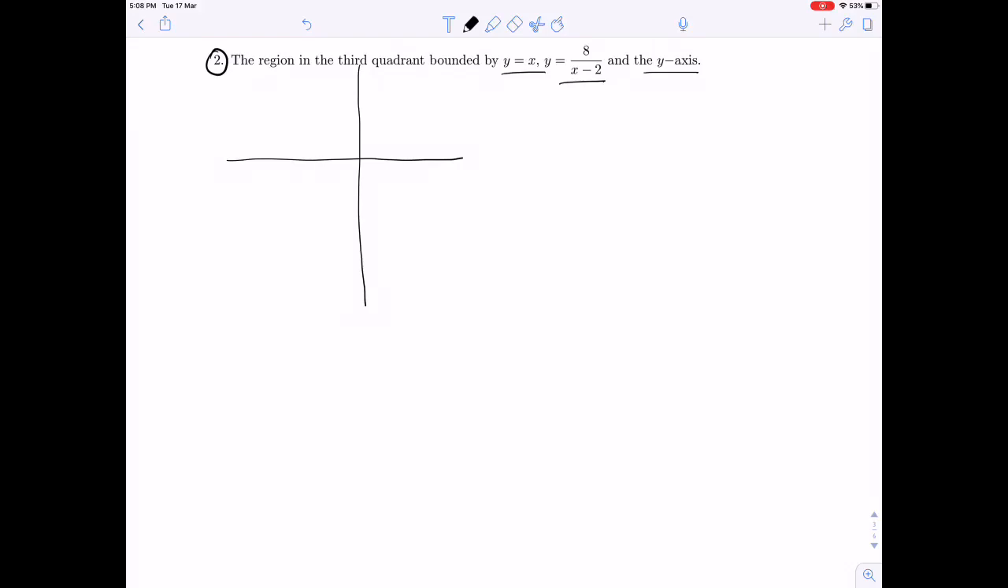Y is equal to x is the bisector, the straight line that goes through the origin that bisects the first and the third quadrants. 8 over x minus 2 is a rational function, and it has an asymptote. It's going to have a vertical asymptote at x equals 2, and so that function is going to approach kind of up like this, which is not so much what we're interested in.